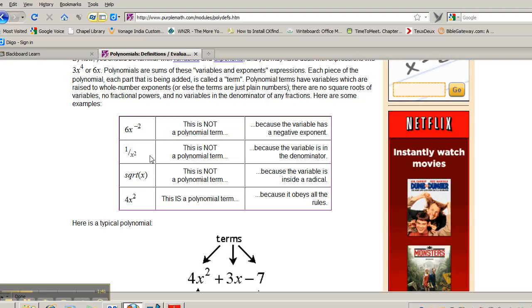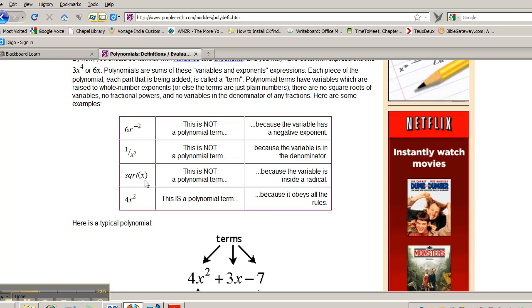The other example of something that would disqualify an expression from being a polynomial would be 1 over x squared or 1 over x cubed, or anything where there is a variable in the denominator. If there's a variable in the denominator, then that expression is not a polynomial.